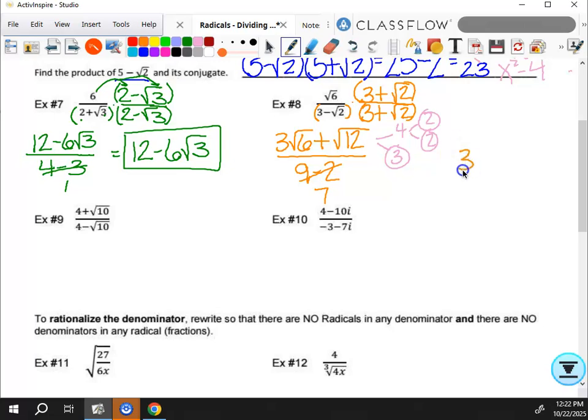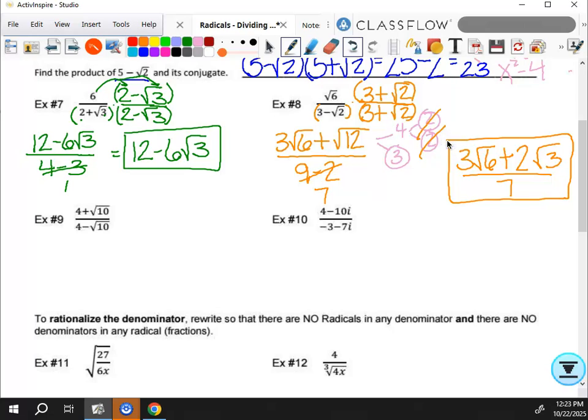So that's going to give me 3 square root of 6 plus these 2's come out as a regular 2, square root of 3 all over 7. Okay. Questions? All right, if that 7 was a 2, could I cancel it with that 2? No. You can only do it if you can cancel it from all 3 terms, right? So it's a big no-no right there. Questions?